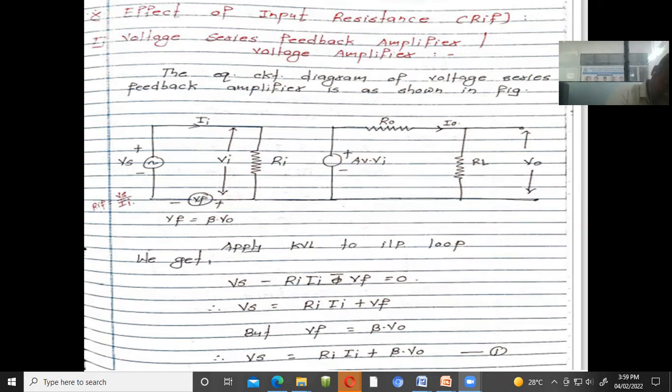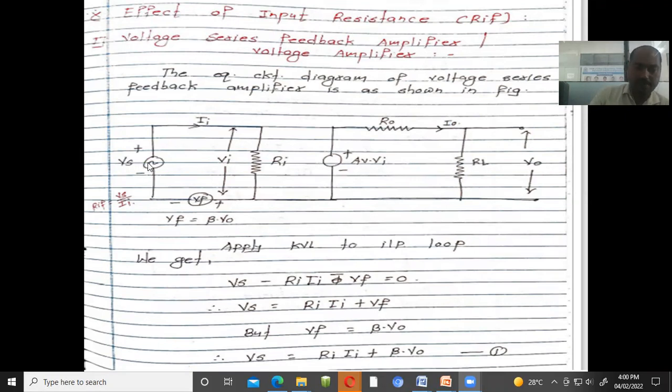So whatever comes with respect to your Vf is nothing but the feedback, which is the current gain into V0. Current gain is nothing but beta, and V0 is the output, right? To calculate this value, we have to apply KVL to the input. See, this is the input loop and this is the output loop. So when applying the KVL to the input side, we start with the first point.